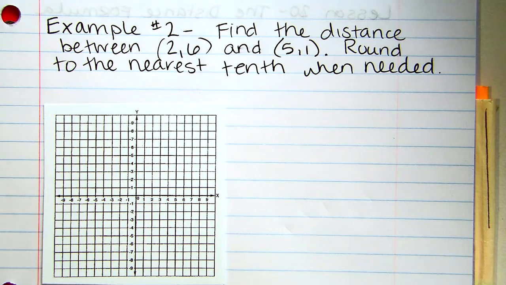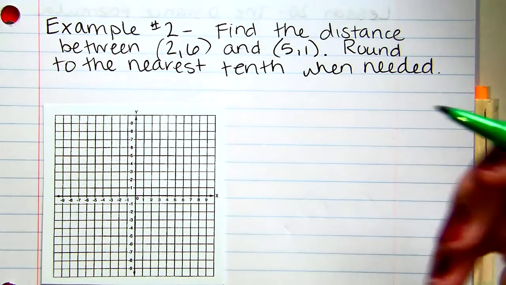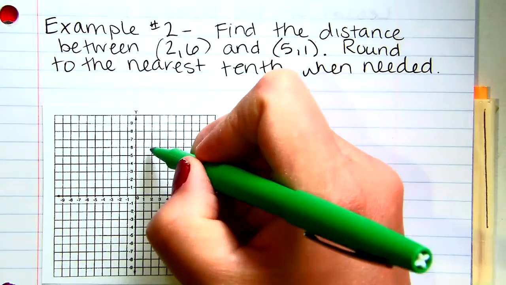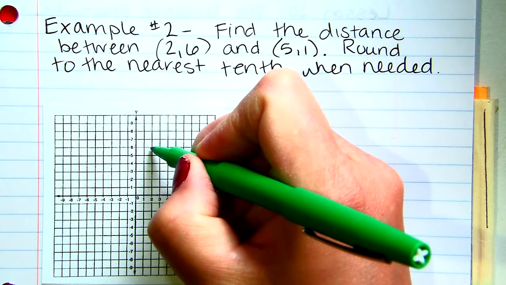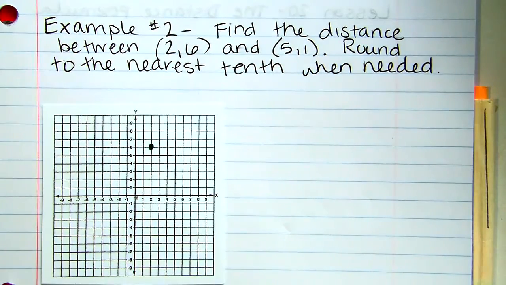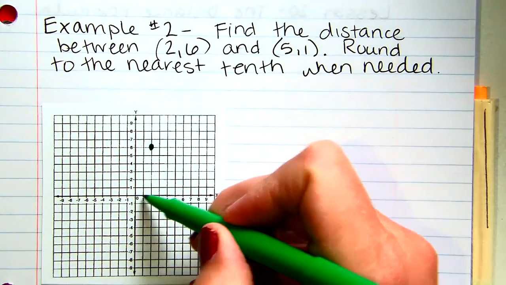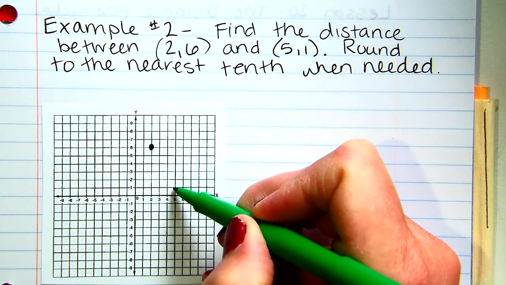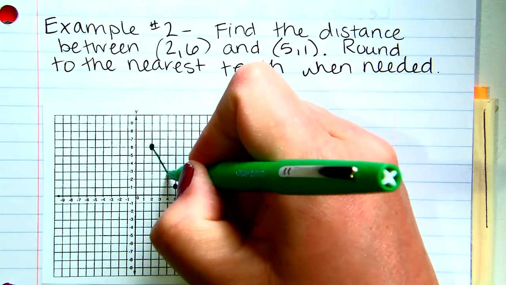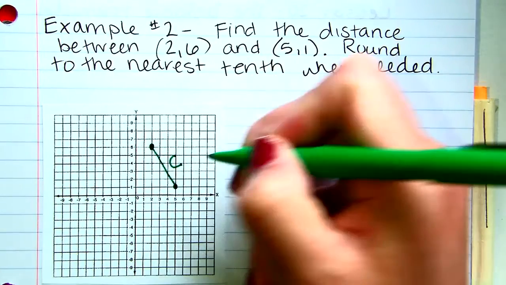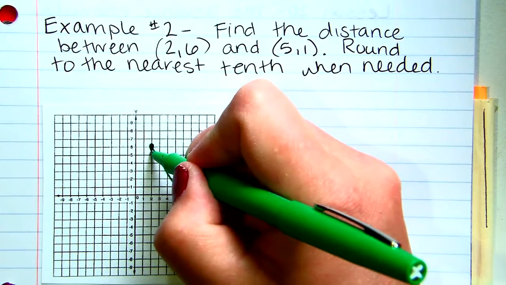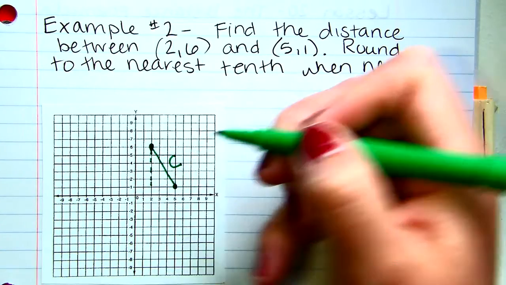So, first I'm going to begin by graphing my 2, 6. So that's a 2 on my x and a 6 on my y. So I'm going to plug that right up here. Next, I have 5 and 1. So I'm going to go to 5 on my x, 1 on my y. Now I'm going to draw a line connecting those 2 points, and I'm going to label this as C. Now I'm going to draw more lines, creating a triangle.